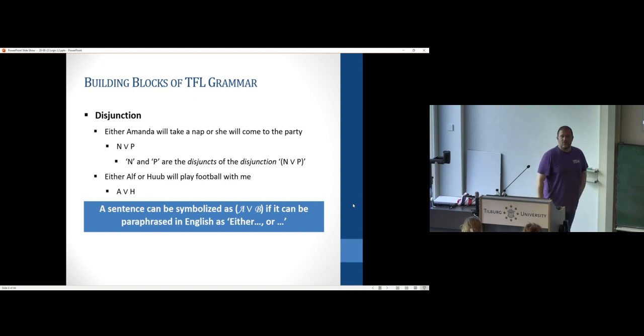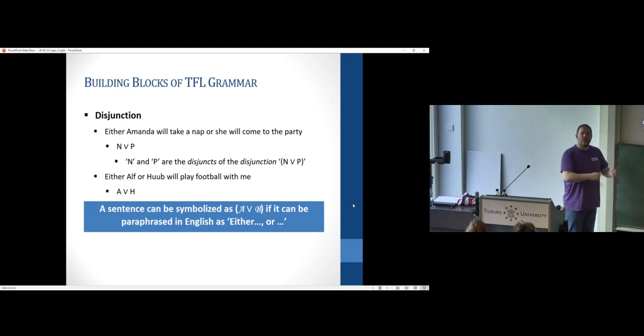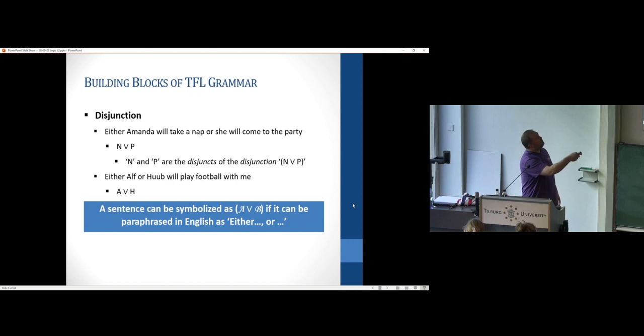And again, to have some terminology, this sentence is a disjunction. And the parts, the constituent parts, are the disjuncts. So it's very similar with the previous one, right? It was a conjunction with conjuncts. This is a disjunction with disjuncts. Again, ways for us to talk about it.